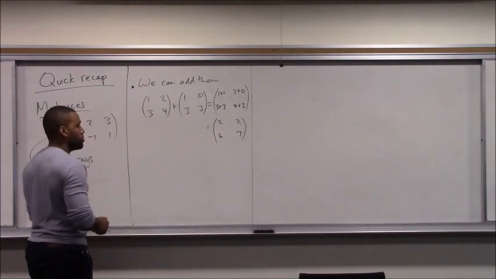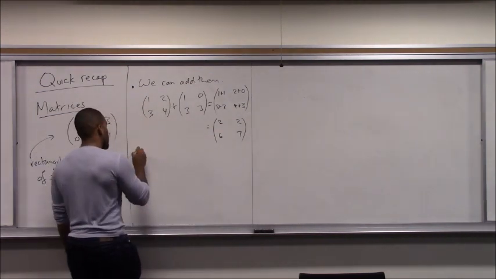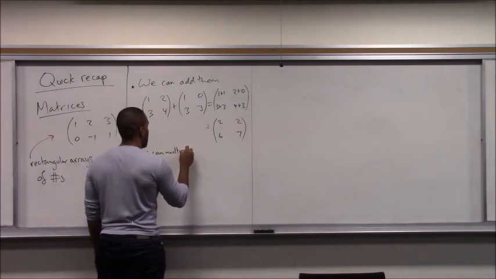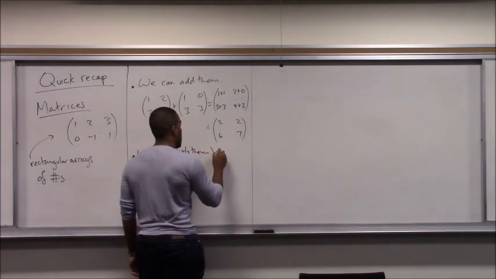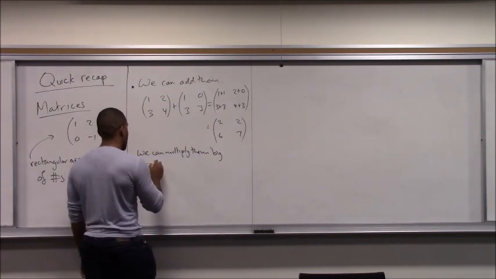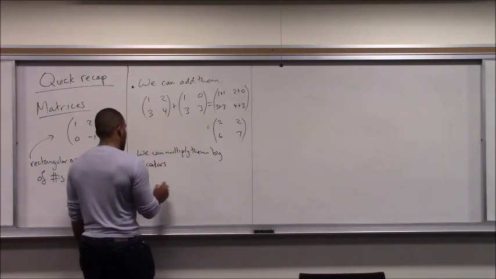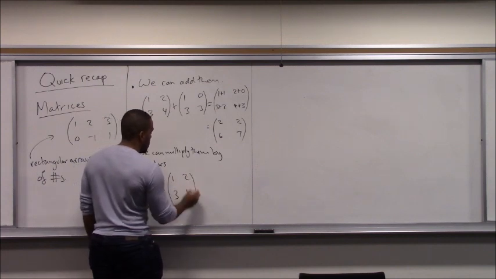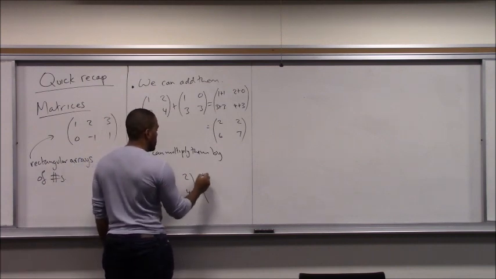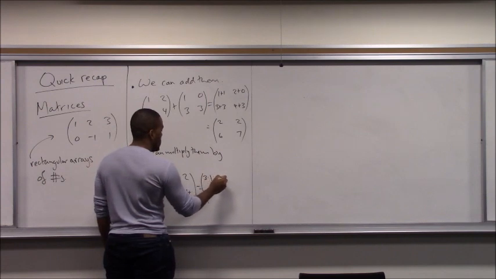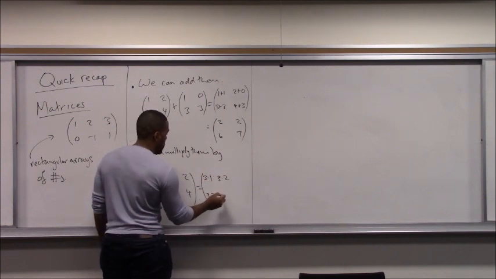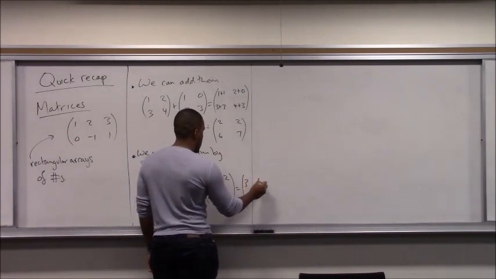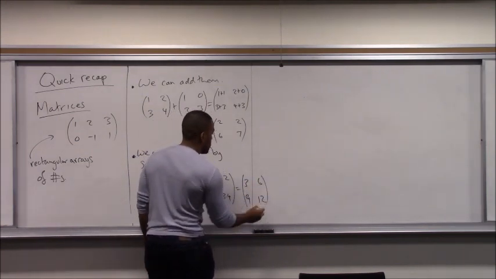We can also multiply them by scalars. So I can take like 3 times 1, 2, 3, 4, and this is also done component-wise. Just 3 times 1, 3 times 2, 3 times 3, 3 times 4. So that would be 3, 6, 9, 12.